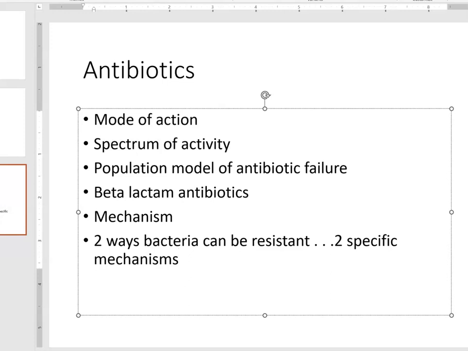What is carbapenem-resistant Enterobacteriaceae? Why are they resistant to carbapenems and cephalosporins and penicillins? Why is that? What do they have that lets them be resistant? What does MRSA have? Methicillin-resistant Staphylococcus aureus. What does it have that makes it resistant? So make sure you can tell me that.